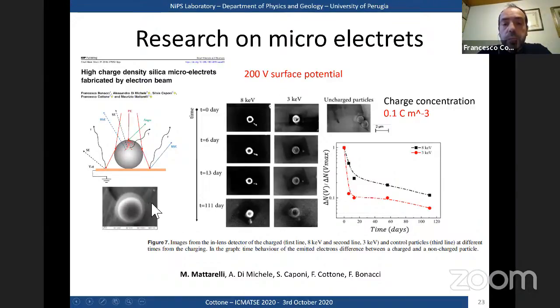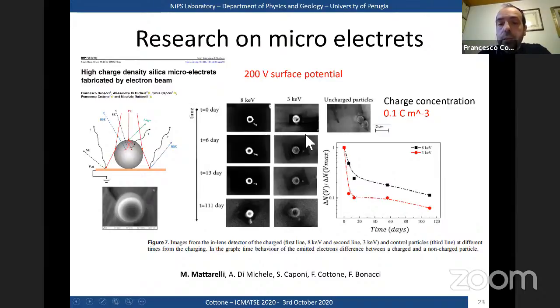And these spheres have been charged with the SEM, scanning electron microscope, directly inside the SEM, but just by changing and varying the energy of the electron beam. So for example, here you can see some pictures at 8 kilo electron volts or 3 kilo electron volts. By varying the electron beam energy, you can inject charges inside the silica particle up to a depth of 200, 300 nanometers, for example.